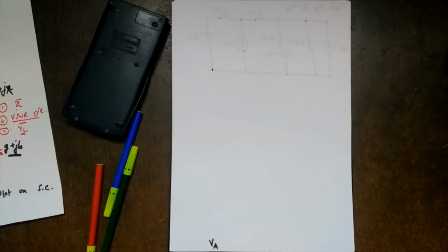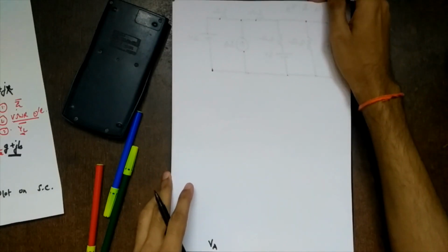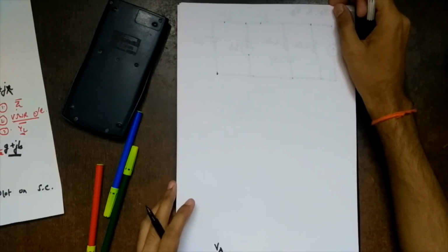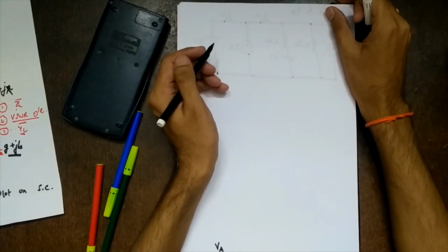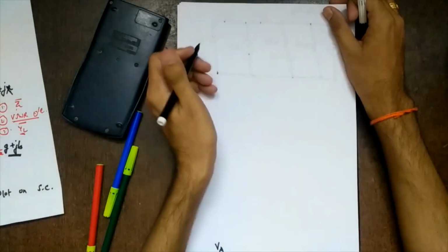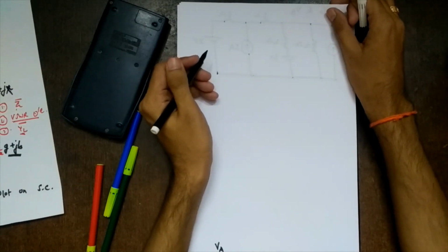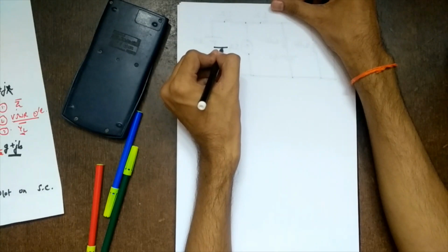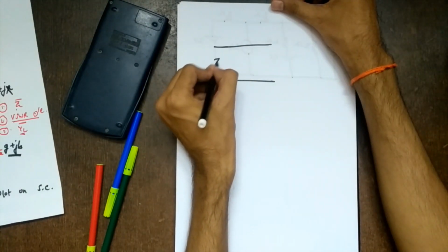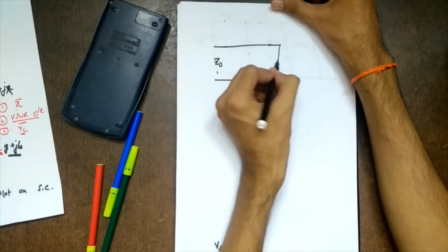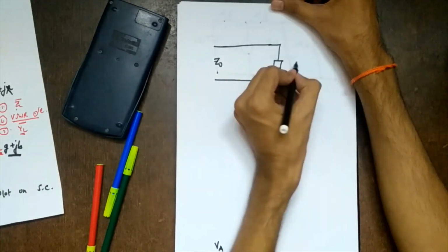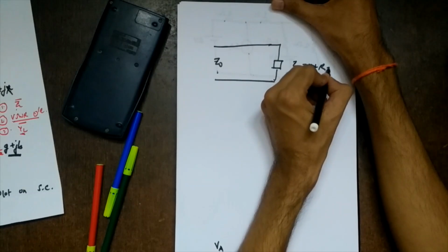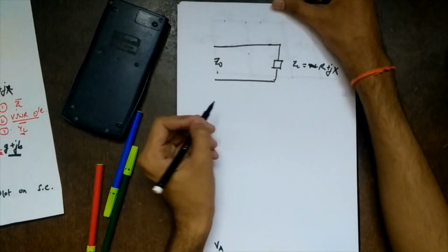Good morning. So last time we had seen the concept of single stub matching. So let's revise it and do the actual matching on a Smith chart. How had we started? We had said we have a transmission line of characteristic impedance Z0 terminated by a load ZL, and ZL is nothing but impedance. So it was represented by R plus jX.